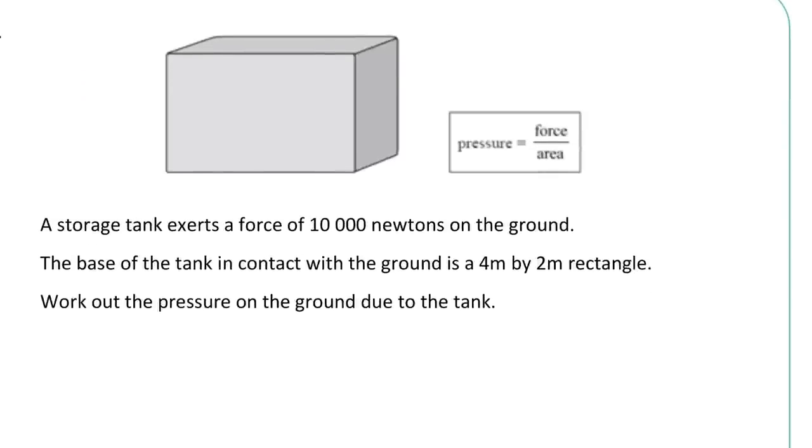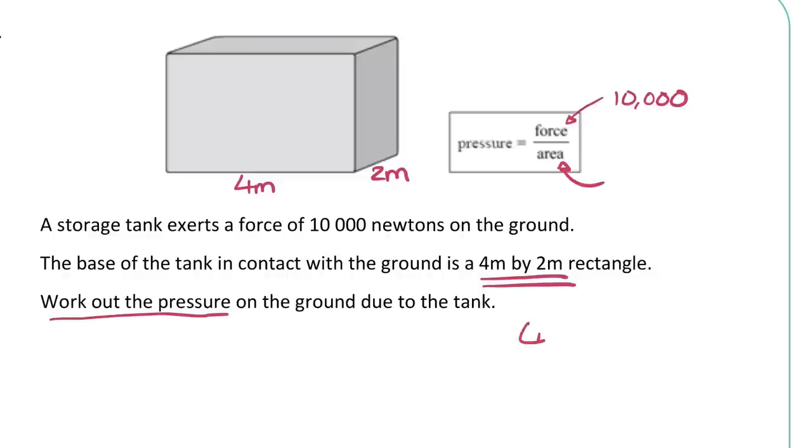Now our next question is looking at pressure, force and area. It's a relatively nice question. It gives us a force of 10,000 newtons, which would be on the top of our fraction here within our formula, so 10,000. It wants us to work out the pressure, so we need to know the area. And the area is the area that's in contact with the ground. Now, it doesn't tell us the area, but it does tell us the rectangle on the base is 4 meters by 2 meters, and to work out the area of a rectangle, we just do 4 times 2. So the area is 8 meters squared if we're going to write it as an area.